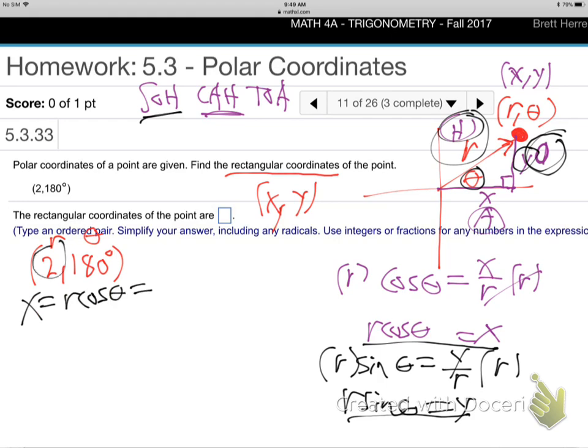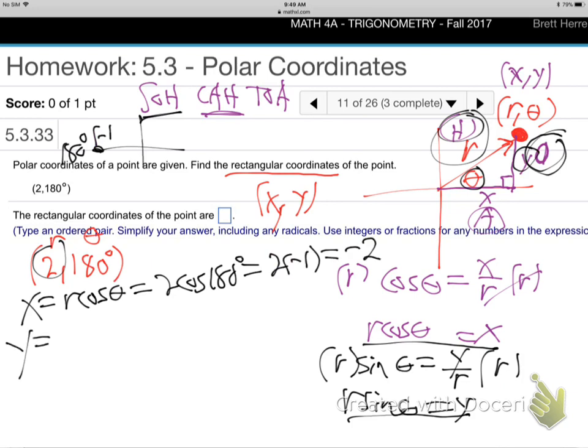Okay, so if you want to find x then, it's r cos theta. So the r is 2. Cosine 180. What's cosine of 180? 180 degrees is right here. Cosine is, this is back 1, isn't it? So 2 times -1, -2. What's the y value? R sine theta, 2 sine 180. What's the sine of 180? What's the height at 180? 0. So we get 0.